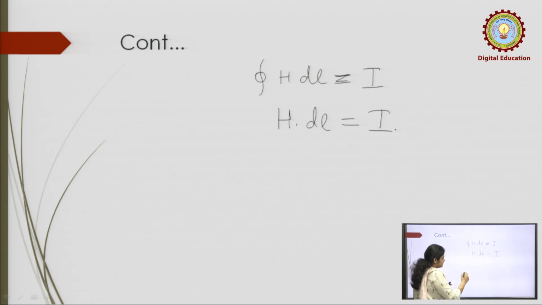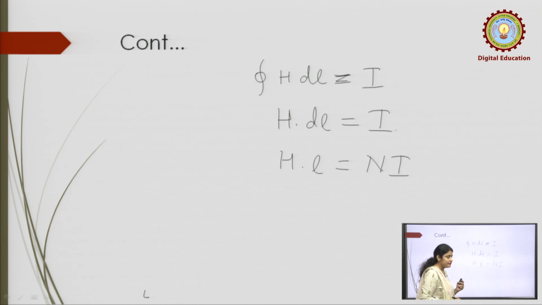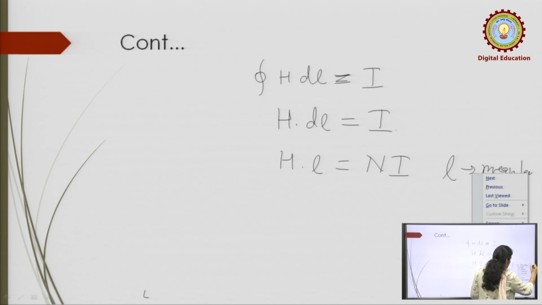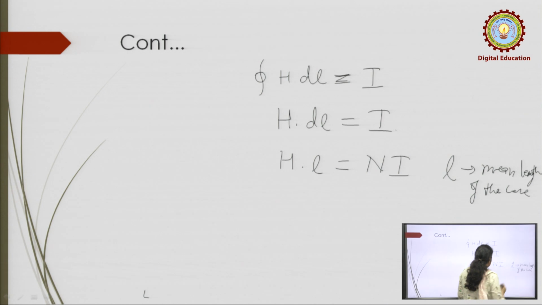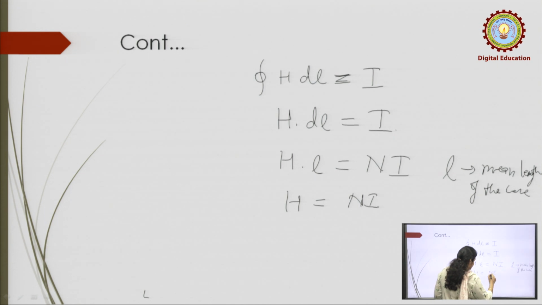Suppose the coil has N number of turns. So, the total current enclosed by the coil is NI. So, it can be written as H L equals NI, where L is the mean length of the core. So, H is equal to NI by L.